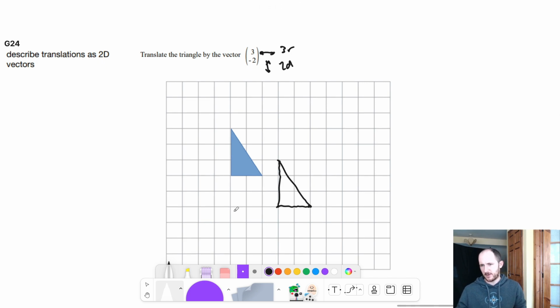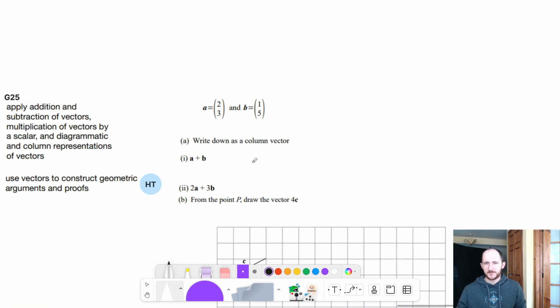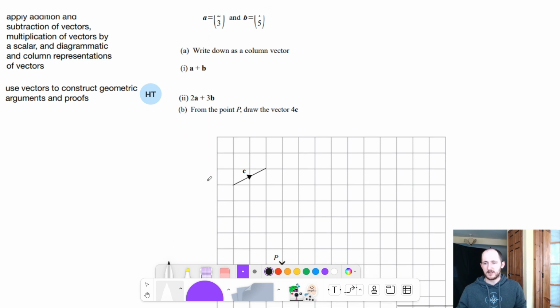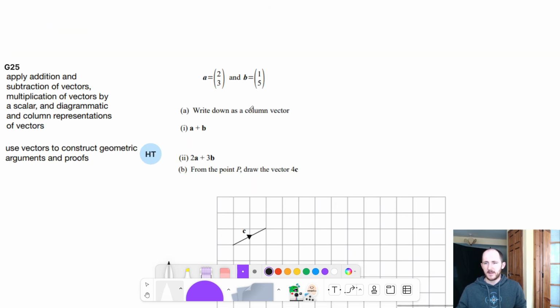Like that. Perfect replica right there. You also need to be able to add and subtract vectors and also multiply them by scalars. And for higher tier, you need to also do proofs, which is fun. So write these as a column vector a plus b.